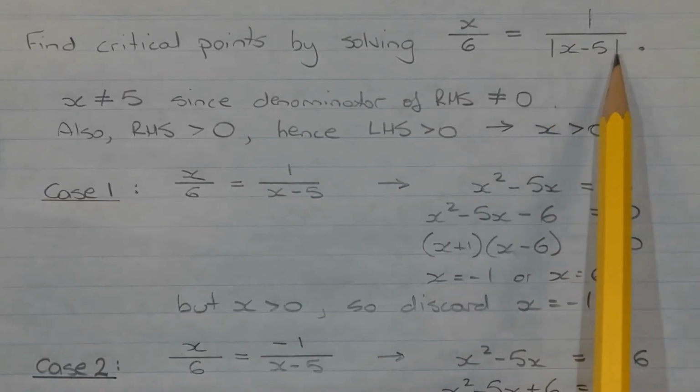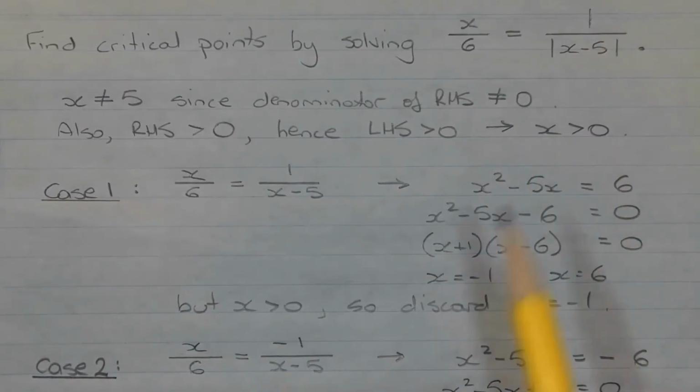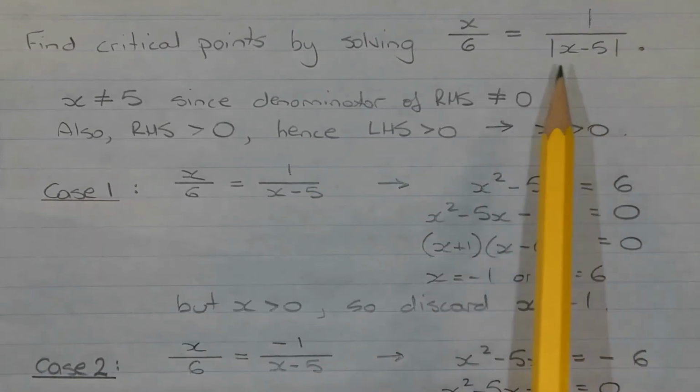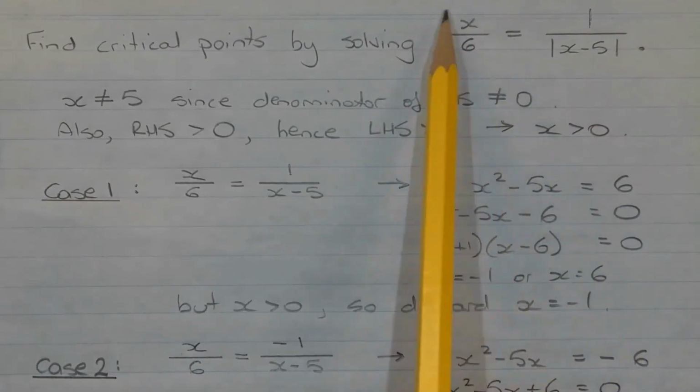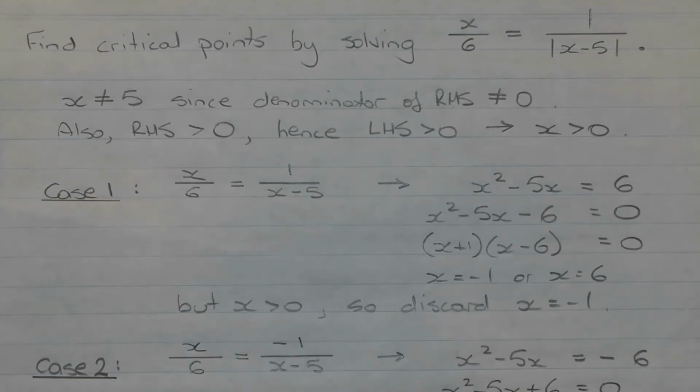And we know that x minus 5 cannot equal 0, or else we'll have division by 0 occurring. So if the right-hand side is positive, that means the left-hand side must also be positive. That means x itself has to be greater than 0. This will become important a little bit later on. Now, because we're solving an equation involving an absolute value, this gives rise to two cases. We have a positive case and a negative case.